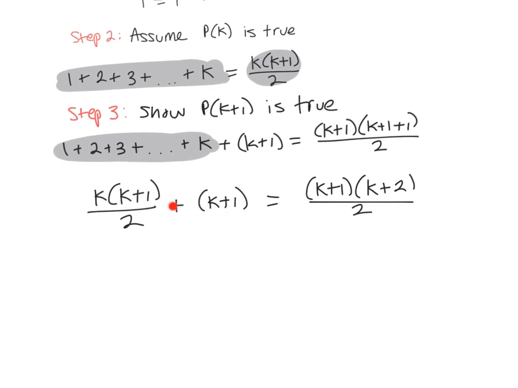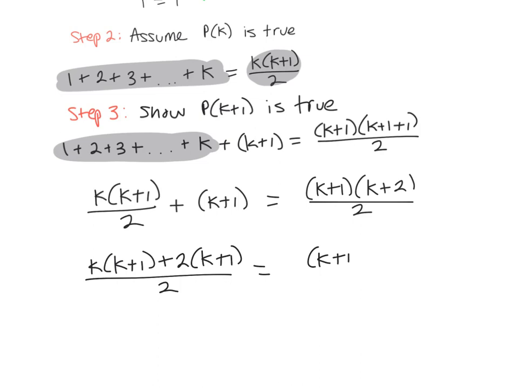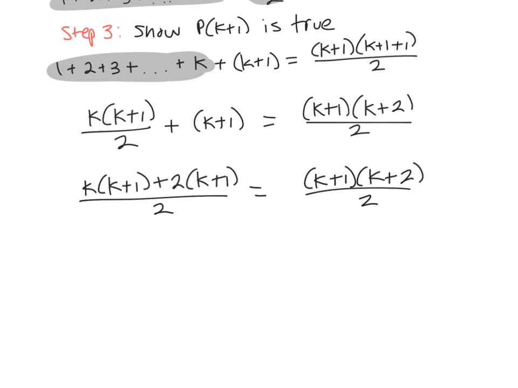So to do this, let's see if we can combine this into a single fraction. So we have k times (k plus 1). Here we have to multiply this by 2 over 2. So plus 2 times (k plus 1) all over 2. And again, this is what we're trying to prove that it's equal to. And here, if we distribute and combine like terms, we have k squared plus 3k plus 2 over 2.